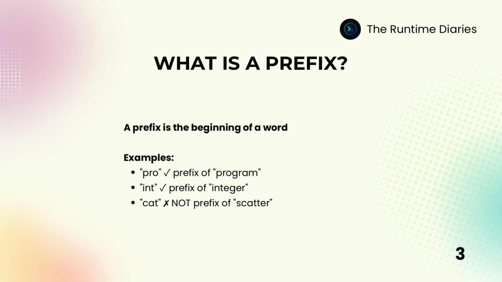Before we go further, let's make sure we're aligned on what a prefix actually is. A prefix is simply the beginning of a word. For example, pro is a prefix of program. Int is a prefix of integer. But cat is not a prefix of scatter because cat appears in the middle of the word, not at the beginning. We're not doing substring search here. We're only checking if the first characters of each word match the search word. That distinction is important.